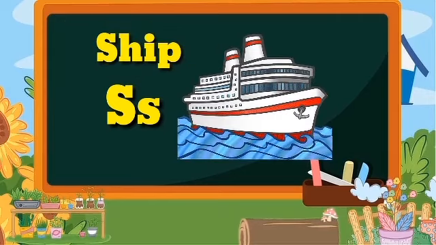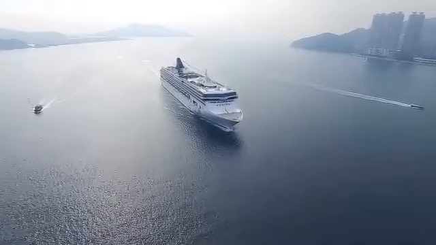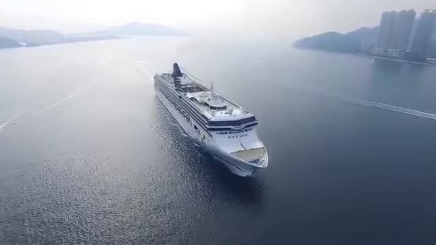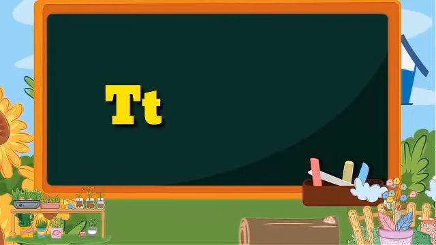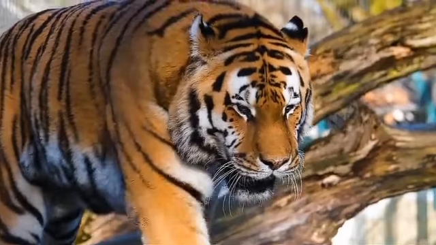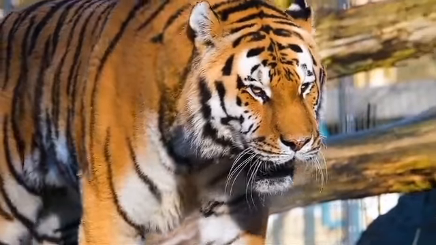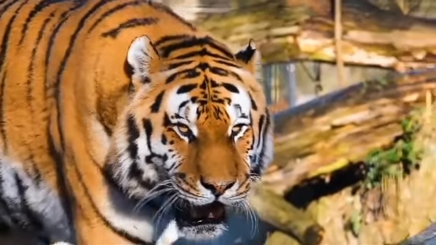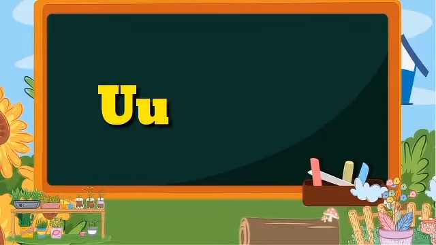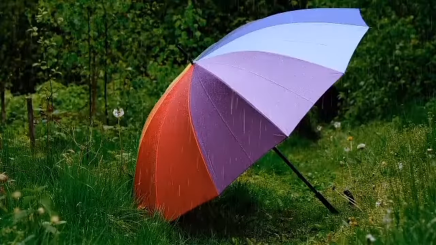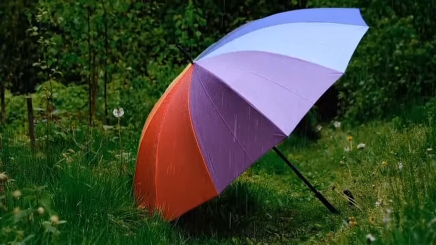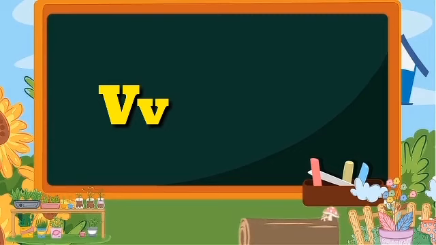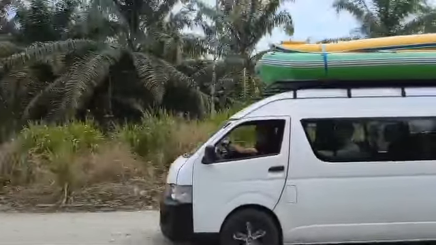S. S for Ship. Ship. T. T for Tiger. Tiger. U. U for Umbrella. V for Van. Van.